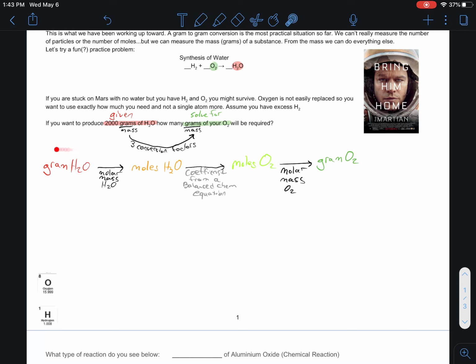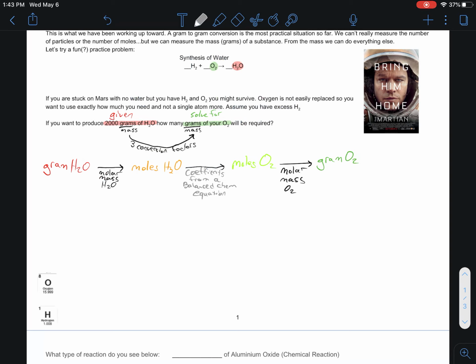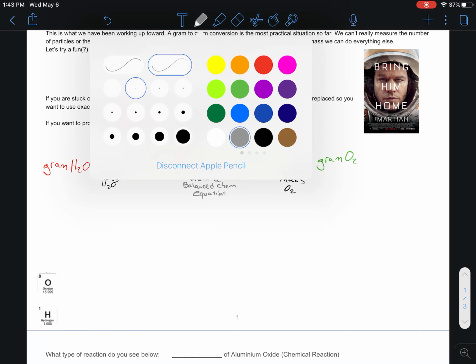Again, this is the format you will always follow. From grams to moles, using molar mass. From moles to moles, using coefficients. And from moles to grams, using molar mass. So let's set this up.